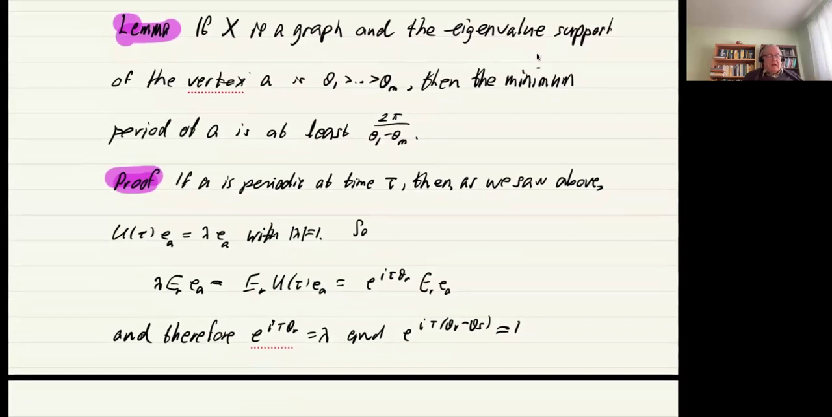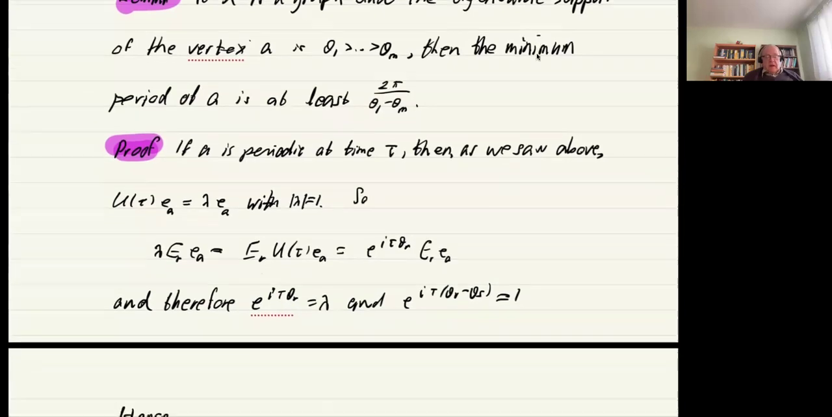Well, there's some overlap. If a is periodic at time tau, then as we saw above, E_a must be an eigenvector for U(tau) with eigenvalue lambda. Okay, and lambda is an eigenvalue of a unitary matrix, so it's got absolute value 1. So now we multiply both sides of this by E_r. U(tau) E_r is e^(i tau theta_r) times E_r. So we get this equal to this. And so that tells us the eigenvalue is equal to e^(i tau theta_r). And so if I take two different eigenvalues, theta_r and theta_s, then I get this is equal to 1. And that gives me the bound.